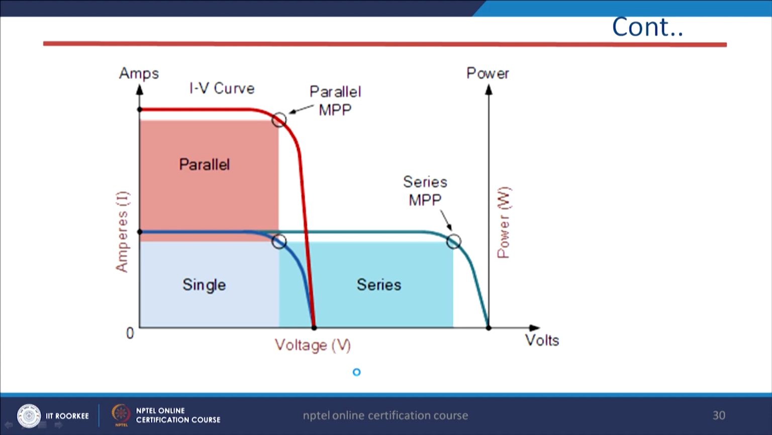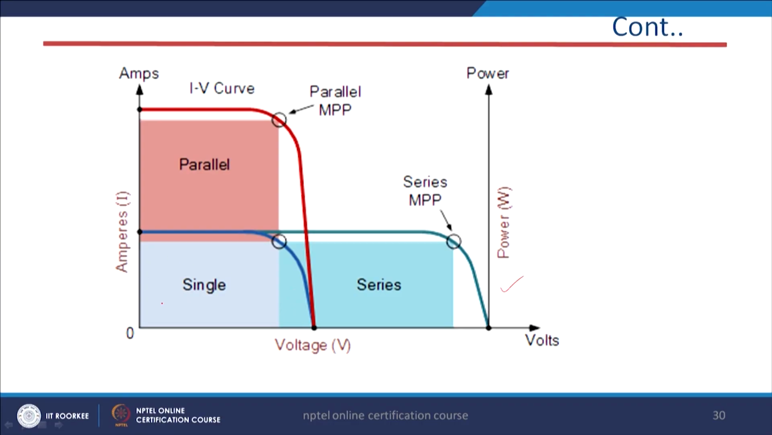Now, this is a very interesting characteristic. Here I just want to explain, if let us say more number of cells are connected in series or parallel, how this VI characteristic or this PV characteristic will look like. Let us say this blue one is the VI characteristic when the cell is single. This is the maximum power point, and this is the corresponding VMP, and this is the VOC and this is the corresponding I short circuit.